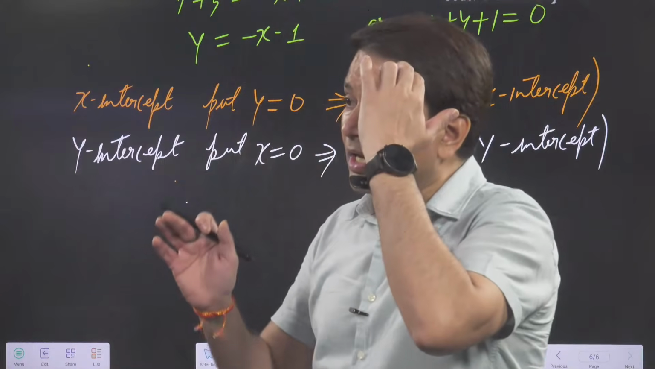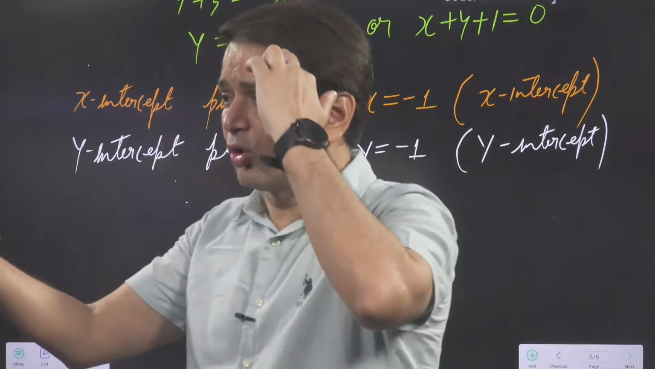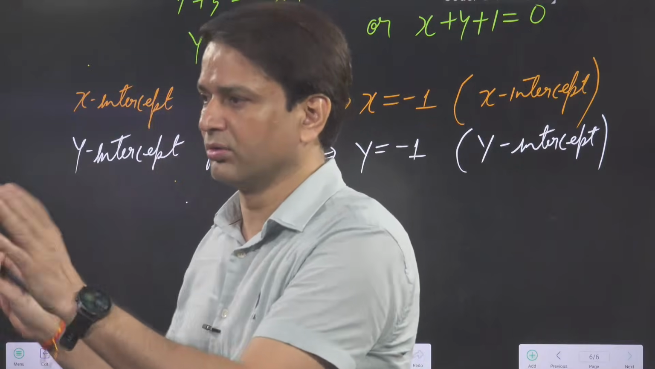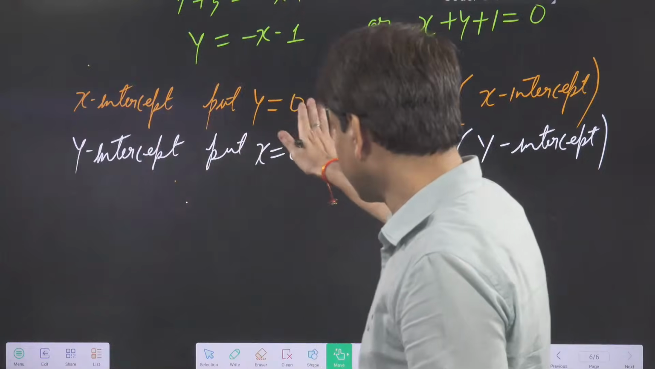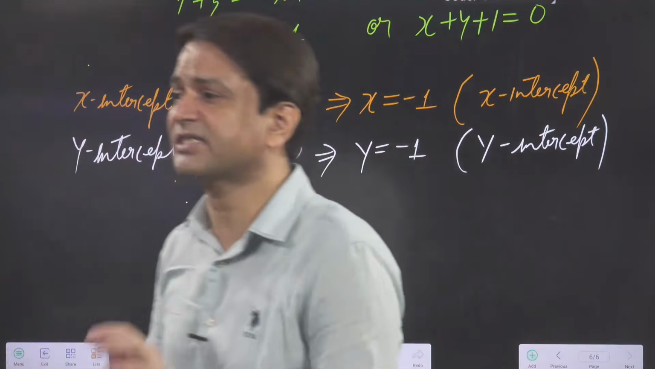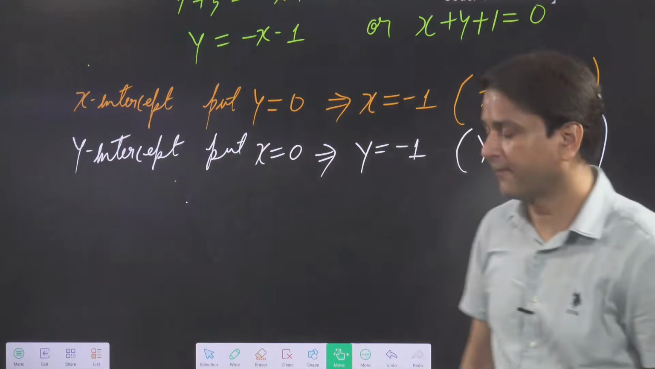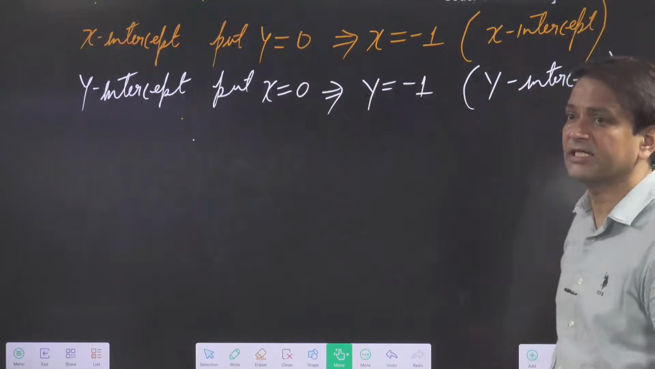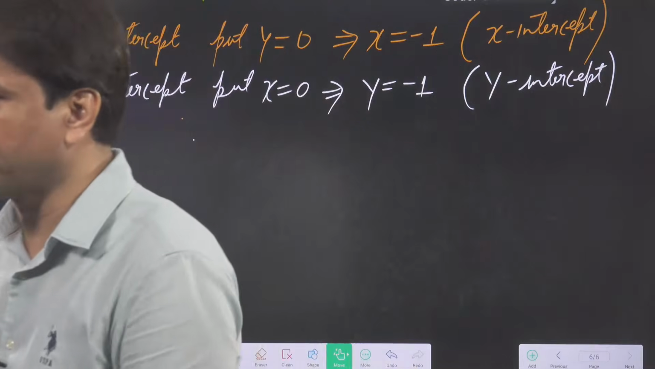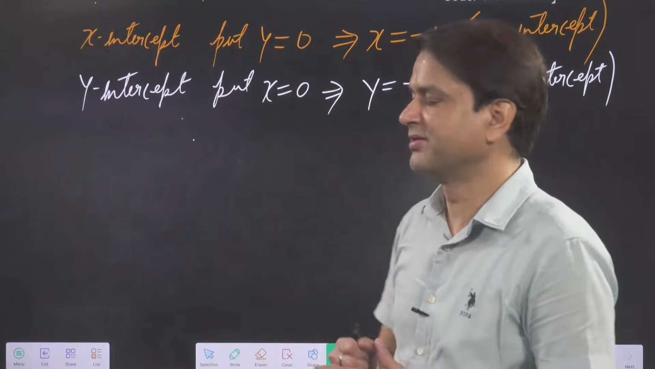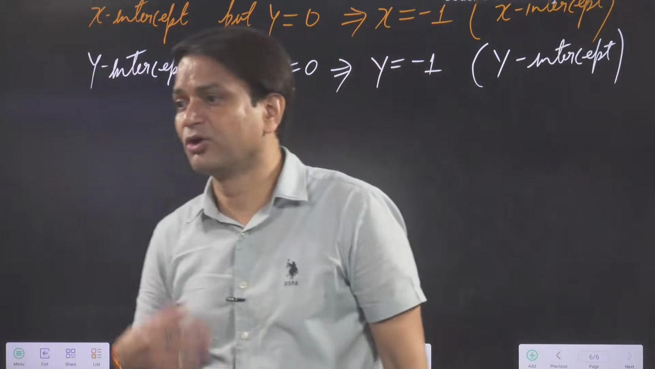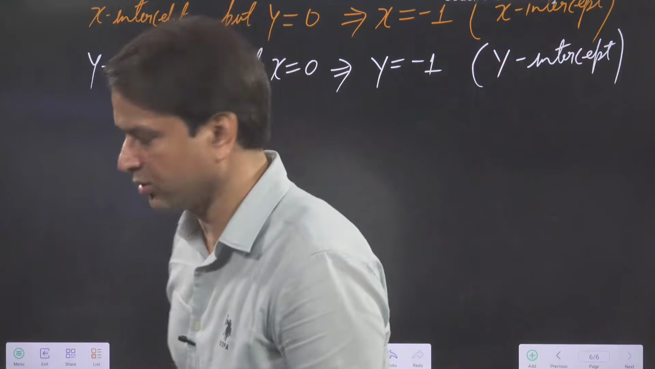We know that if the line is passing through the origin, then its equation will be y is equal to mx. The constant part will be 0, like c will not be there. So one thing, is this line y is equal to -x -1 passing through origin? No, it is not passing through origin. Okay.